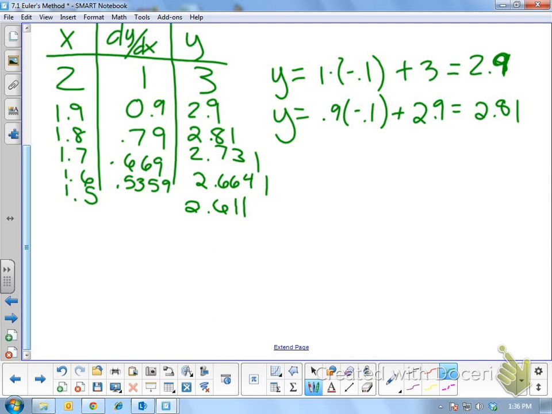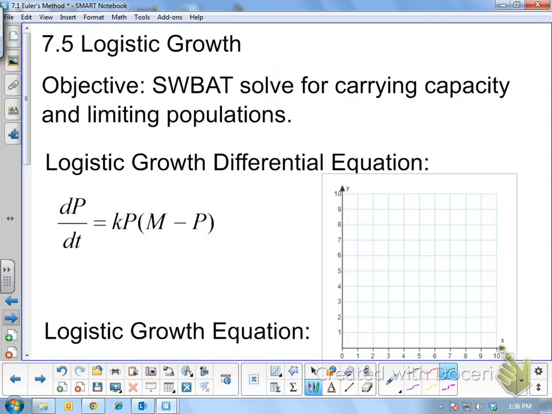Okay. So the second section that we're going to talk about is in section 7.5. Again, we're taking the small portions of 2 different sections that wouldn't take up an entire day by themselves. It's called logistic growth. Logistic growth is a more accurate representation of population.